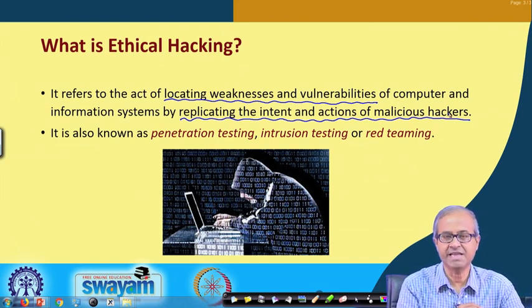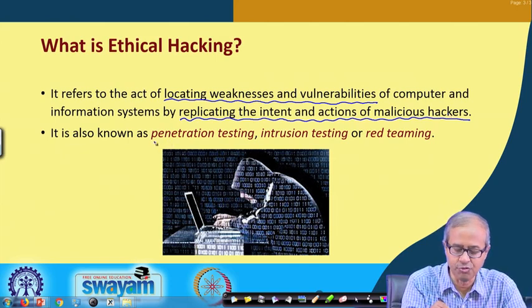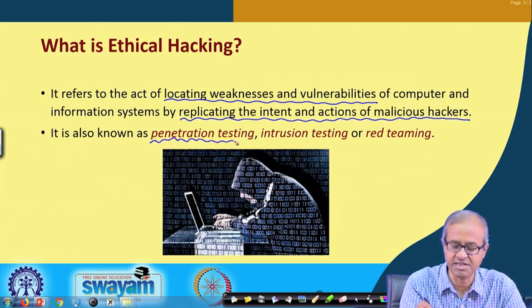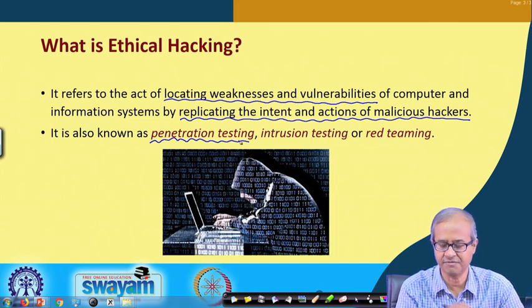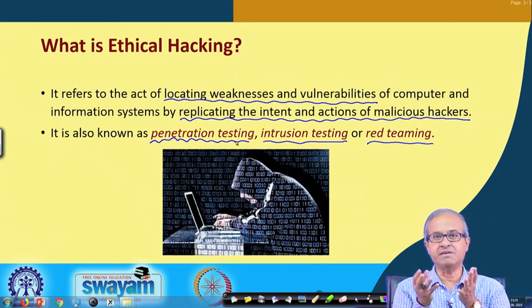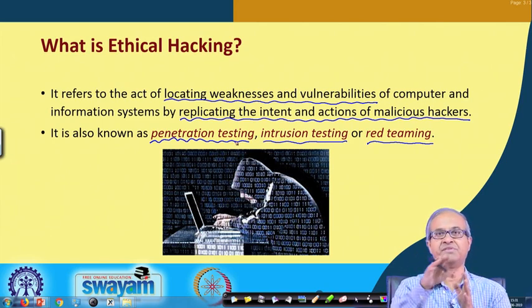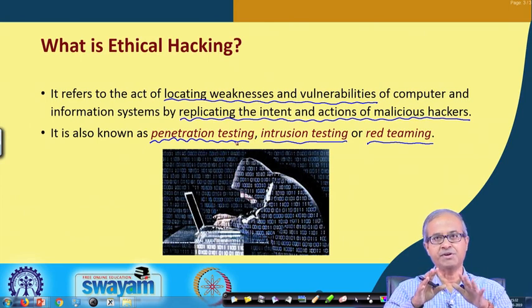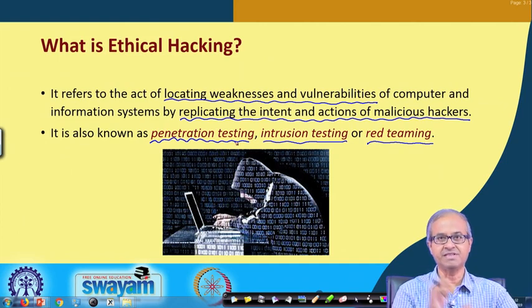Ethical hacking is sometimes also referred to by other names. Penetration testing is a well known phrase. Intrusion testing and red teaming are also terminologies used to mean the same thing. You can understand penetration testing: the literal meaning of this phrase is that you are trying to penetrate into a system or a network, you are testing whether or not you are able to penetrate, and if you are able to penetrate, which are the points through which it is easier to penetrate. These are the objectives.